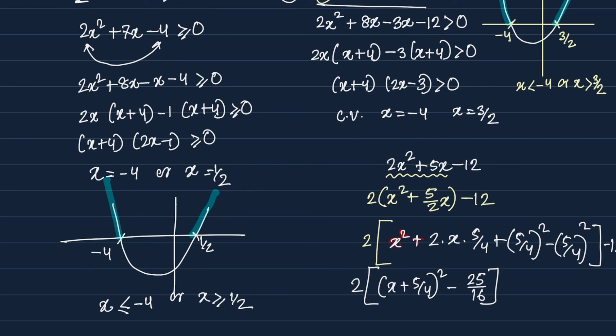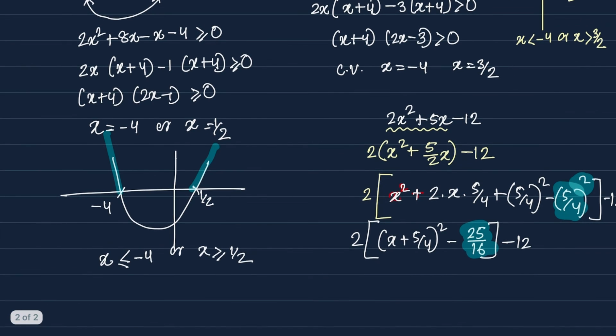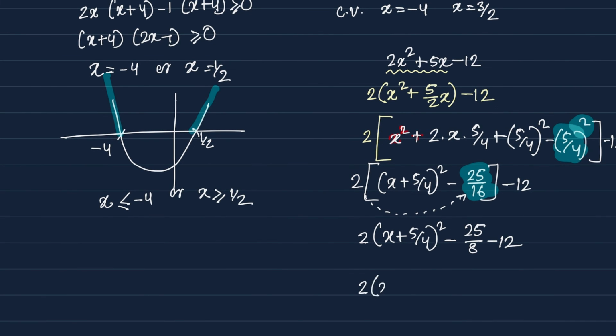Where does this part come from? And then negative 12. If we multiply 2 with (x plus 5/4) squared, 2 times negative 25/16 is negative 25/8, and then minus 12. So as the final line, we get 2 times (x plus 5/4) squared minus 25/8 minus 12, and that makes minus 121/8. So this is the completed square.